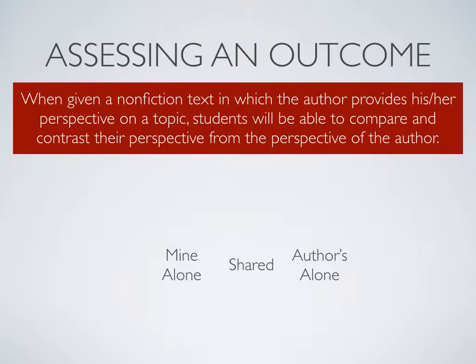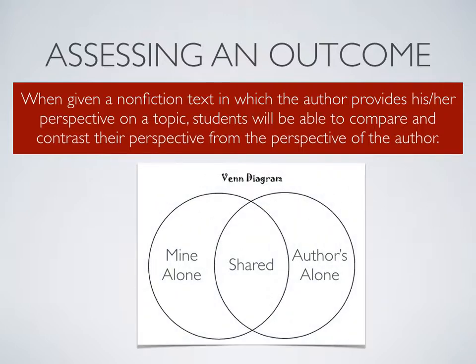The assessment might be something as simple as having students complete a Venn diagram in response to a text, indicating in the area where the circles overlap, where the student and the author share perspectives, and indicating the student's unique perspective on the left-hand side and the author's unique perspectives on the right.